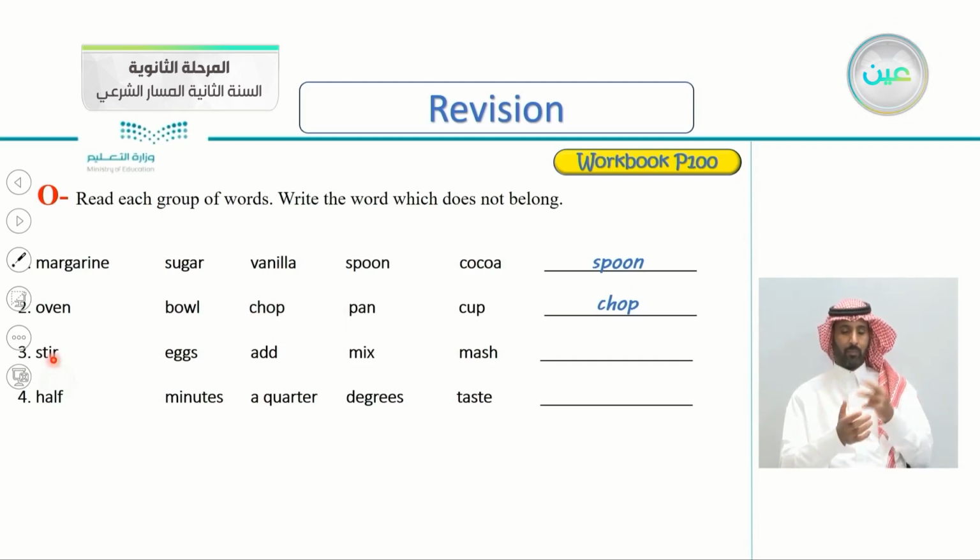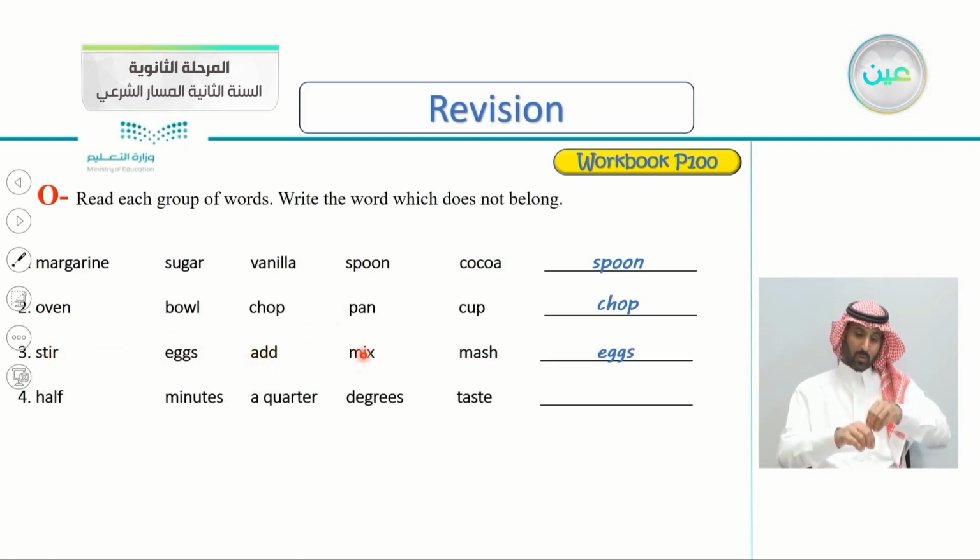Number 3 here, stir, eggs, add, mix, mash. Of course, this is an easy one. It's eggs, because all of these are actions. To stir, to move the soup with a spoon. Add, to add something. To mix something, and to mash, like to mash a potato, for example. So all of these are actions except for eggs.